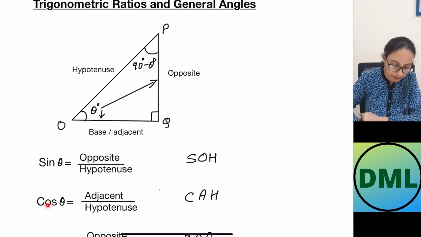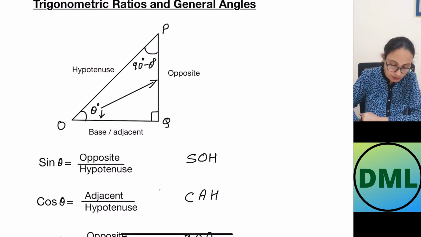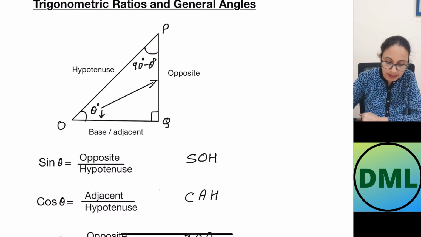Now we have to write down cos theta. For this angle theta, cos theta is base over hypotenuse. You can say base or adjacent, so it is adjacent over hypotenuse, which will be cos theta. If you want to remember that, it is CAH, C-A-H: cos theta is adjacent over hypotenuse.